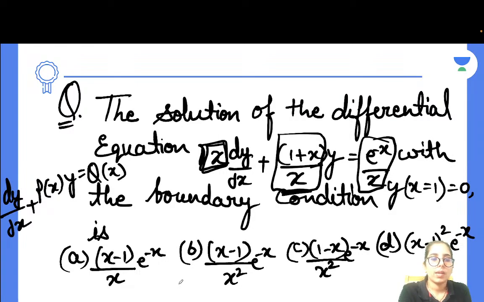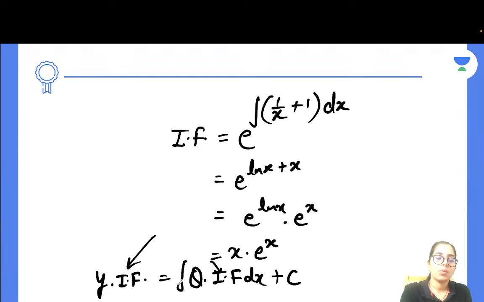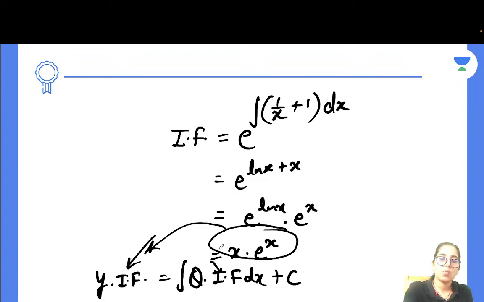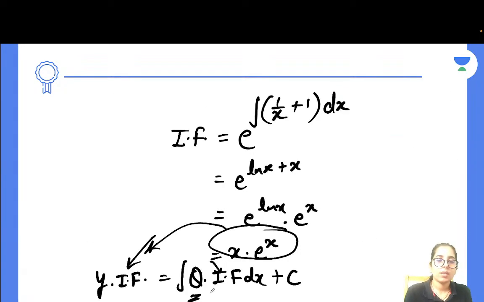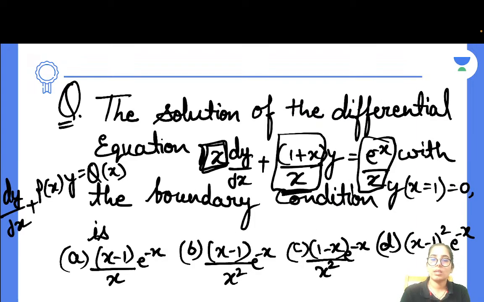Y times integrating factor is what? That's going to be the one you got here, x e to the power x, just plug it in here. In the same way, q is what? Q is e to the power negative x over x, times the integrating factor, which is here. And then that's it. You just have to simplify it to get the value of y, and the constant you can find with the help of the given condition.